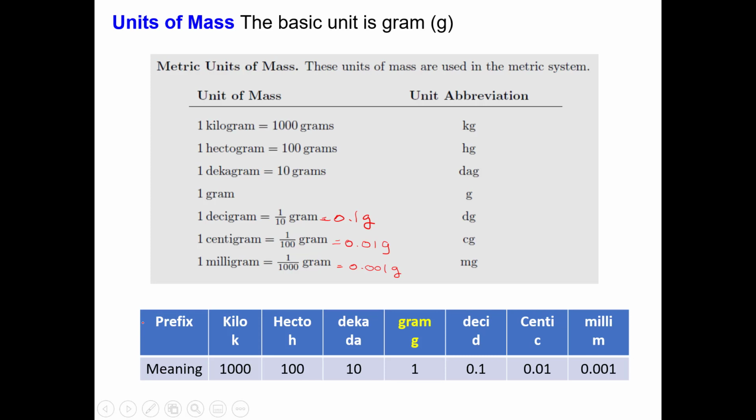And again, here we summarize the same information we had in this table, in this chart. We had 1 kilogram equals 1,000 grams, 1 hectogram equals 100 grams, 1 decagram equals 10 grams, 1 decigram equals 0.1 gram, 1 centigram equals 0.01 gram, 1 milligram equals 0.001 gram.